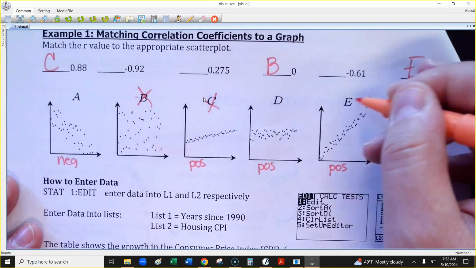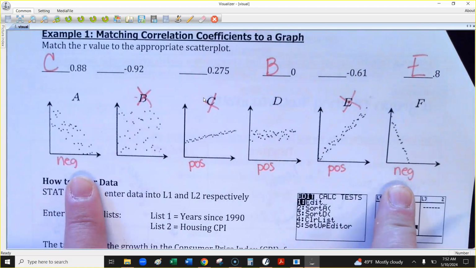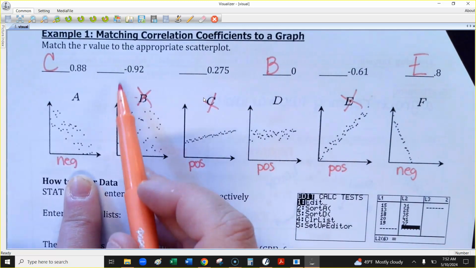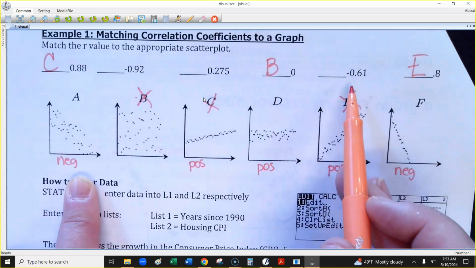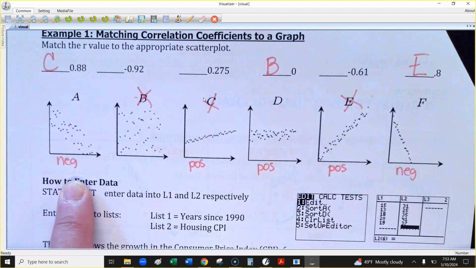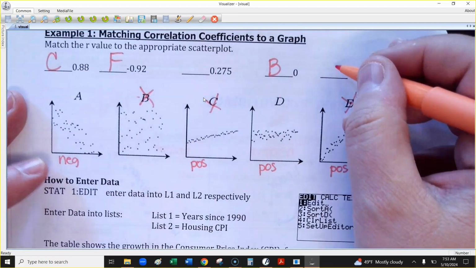Okay. Now, let me look at, we got two negatives, right? One at the beginning and one at the end. So the two negative R values I've got are negative 0.92 and negative 0.61. Which one of the negative graphs do you think goes with the negative 0.92? F, for sure.